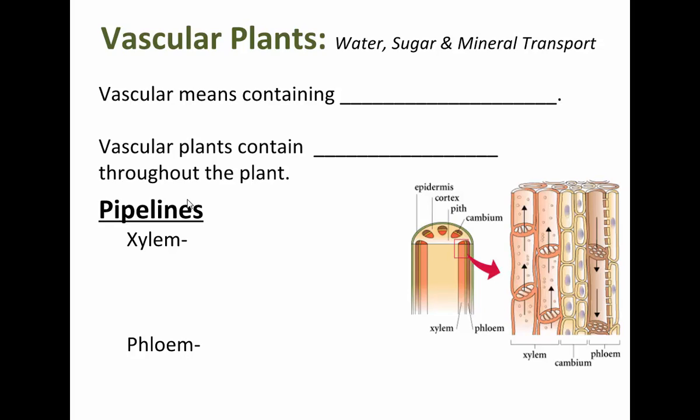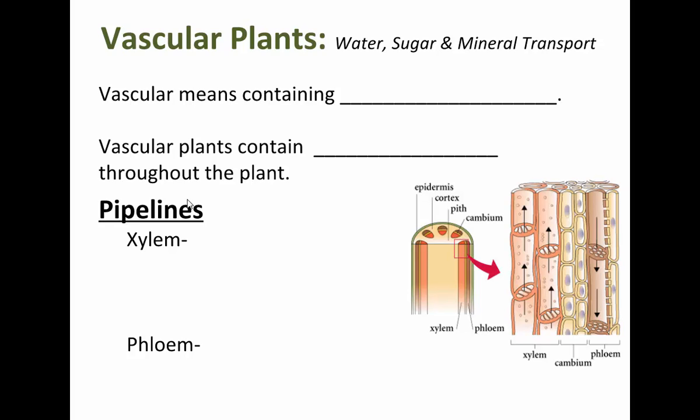So the vascular plants have these tubes for moving things around. In plants, the things that need to be moved from place to place are water, but also nutrients, sugar, and minerals. Zach? Is ivy a type? Yeah, ivy would be a vascular plant, yep.